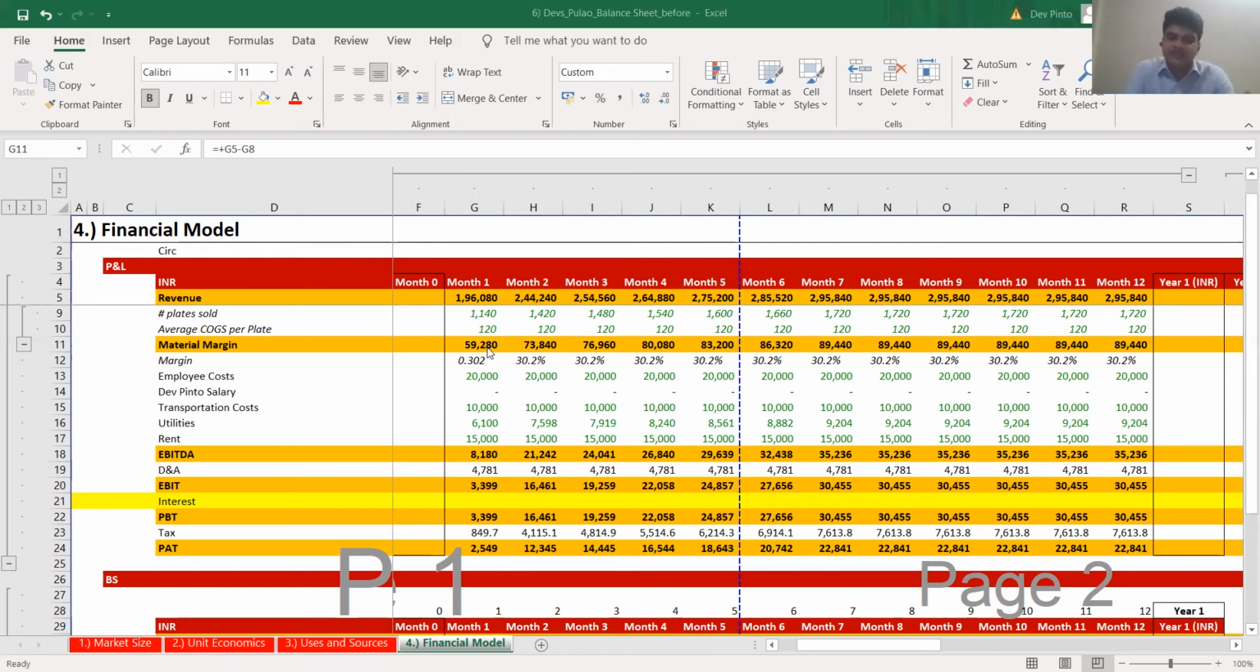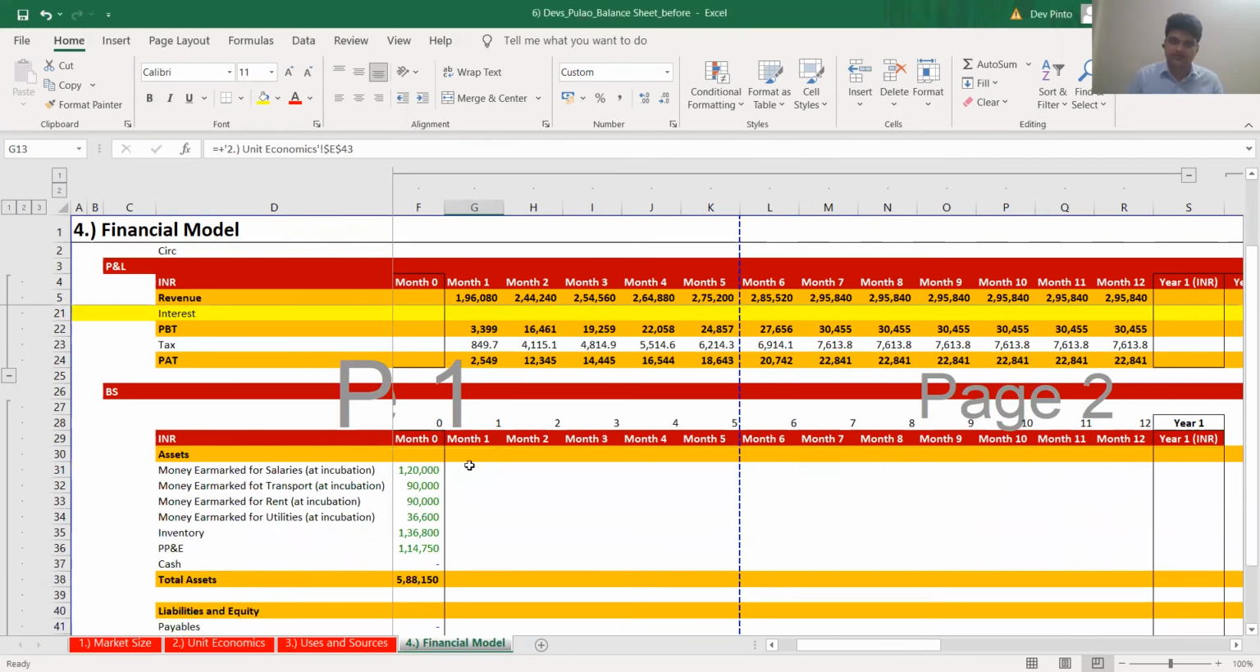Now, in the case of Dave's Pulao, because we had earmarked this money in the bank at the start, as we were not sure how the business would ramp up, we can and we are going to pay these salaries from the money that was earmarked for this purpose until this account on the balance sheet goes to 0. So this 20K in the first month is going to come from this 1.2 lakh balance.